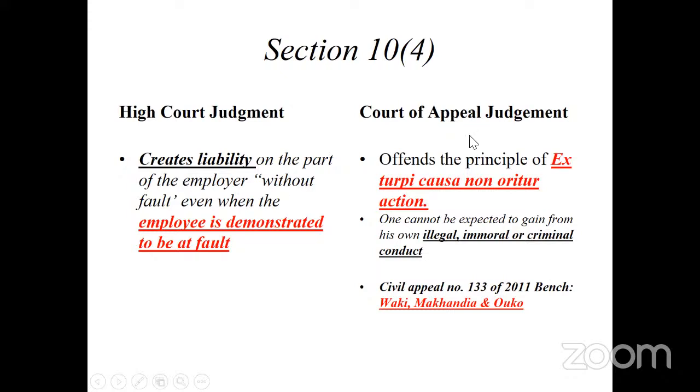The Court of Appeal judgment offends the principle of ex turpi causa non oritur actio. What it means is that one cannot be expected to gain from his own illegal, immoral, or criminal conduct. This verdict was delivered by the bench of Waki, Makhandia, and Ouko, who were the judges then.